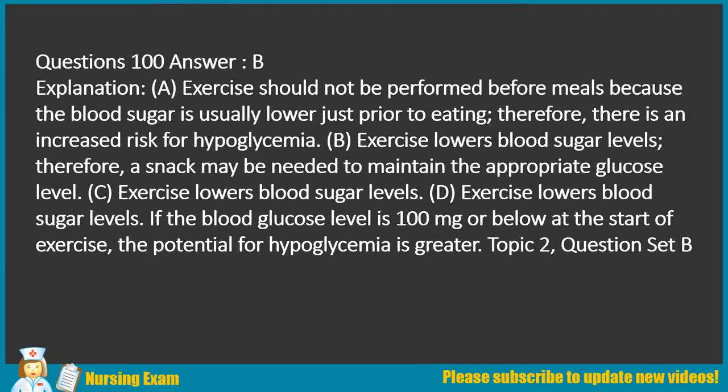Question 100 Answer: B. Explanation: A. Exercise should not be performed before meals because the blood sugar is usually lower just prior to eating, therefore, there is an increased risk for hypoglycemia. B. Exercise lowers blood sugar levels, therefore, a snack may be needed to maintain the appropriate glucose level. C. Exercise lowers blood sugar levels. D. Exercise lowers blood sugar levels. If the blood glucose level is 100 mg or below at the start of exercise, the potential for hypoglycemia is greater. Topic 2. Question set B.